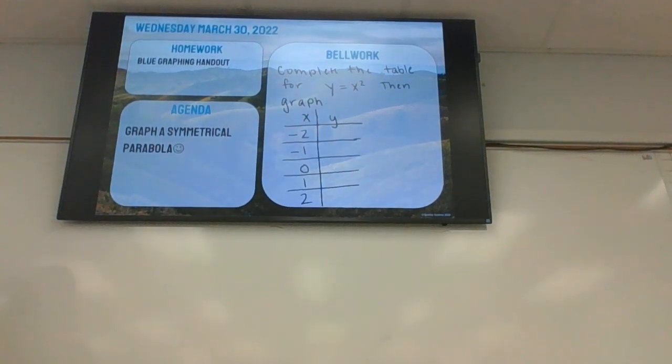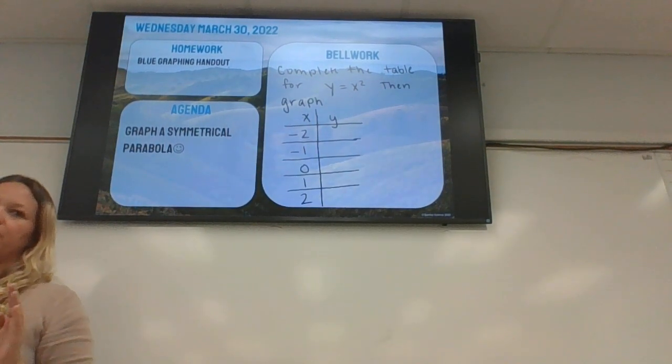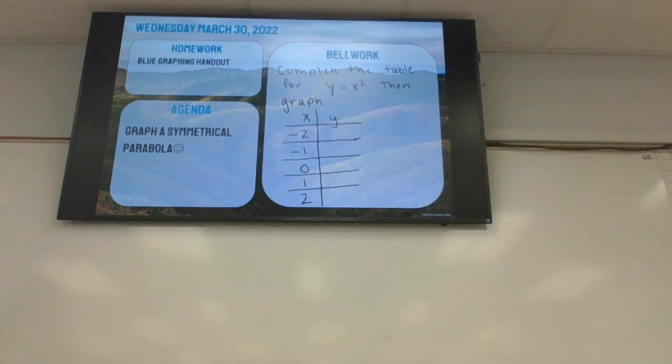The takeaway is that you cannot use rise over run for curved lines. Rise over run only works for perfectly straight lines. So do not approach graphing a U shape, this is a parabola, with rise over run in mind.